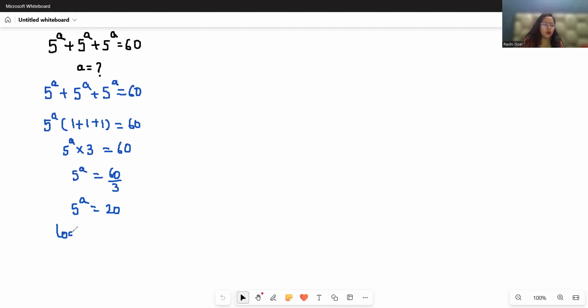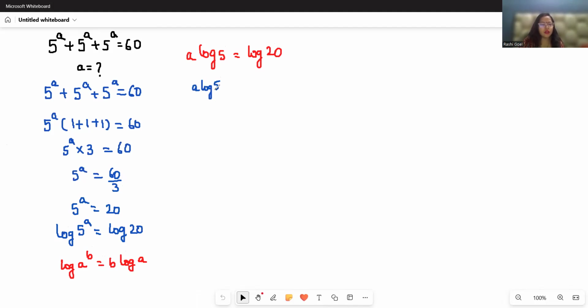Now I'm taking log on both sides. So log 5^a equals log 20. I'm going to use the log identity, that is log a^b is equal to b log a. So it's a log 5 equals log 20.